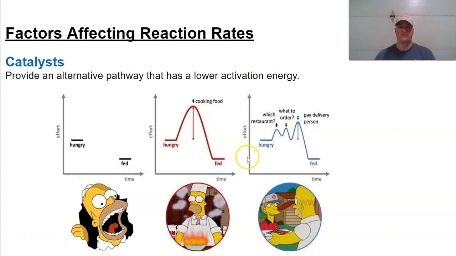Normally we just cook some food. However, we might have a pathway that never reaches that maximum energy like it would be to cook the food, even though it's a couple different energies in order to get there, like the energy to choose which restaurant, what to order, paying the delivery person. So those all have some idea when we're trying to think of how much energy needs to be put in, but it lowers these.